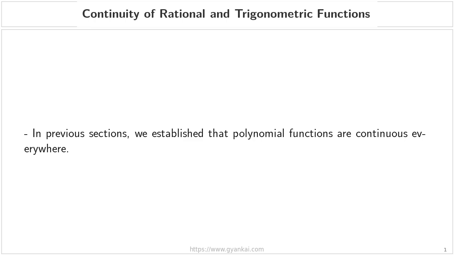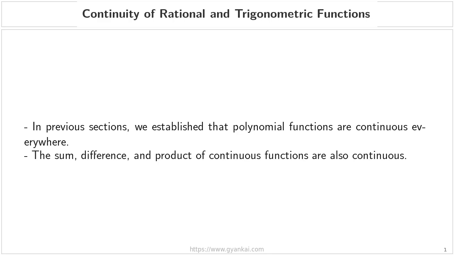Hello, everyone. To begin today's lesson, let's first recall the foundation we have already built. In our previous sections, we established a very important rule, that polynomial functions are continuous everywhere. This means that no matter what value of x you choose, the graph of a polynomial is a smooth, unbroken curve.